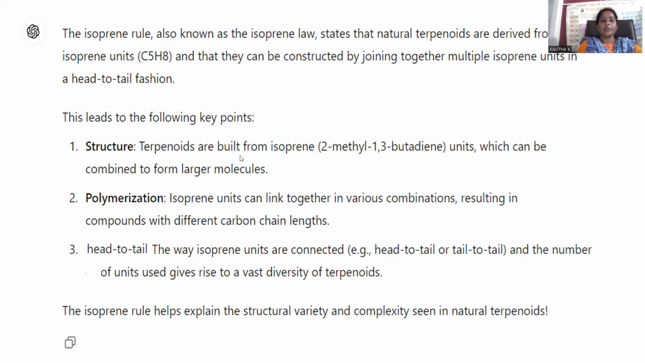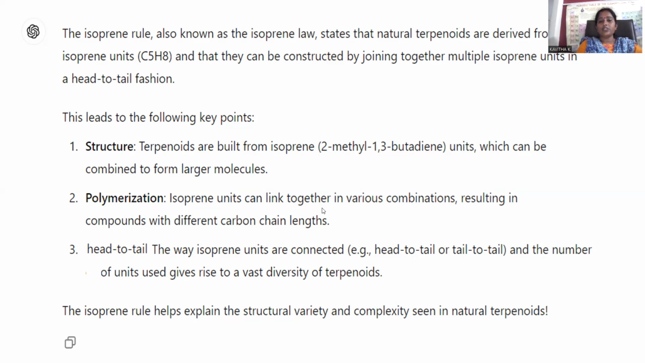Structure of the compound: terpenoids are built from isoprene. The IUPAC name of isoprene is 2-methyl-1,3-butadiene, which can be combined to form larger molecules, right? Whenever this isoprene unit, 2-methyl-1,3-butadiene, is joined in such a manner, a larger molecule will be formed. Next is about polymerization.